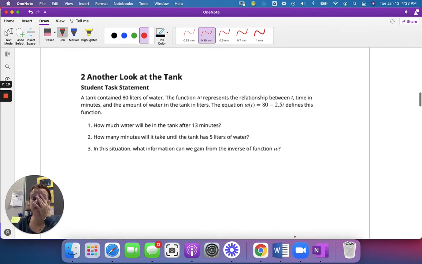All right, another look at the tank. A tank contained 80 liters of water. The function W represents the relationship in the equation. All right, so now we're going to take another look. How much water will be in the tank after 13 minutes? So we know 80 minus 2.5 times 13. But this is what we did to sketch it. So 80 minus 2.5 times 13 equals 47.5 liters.